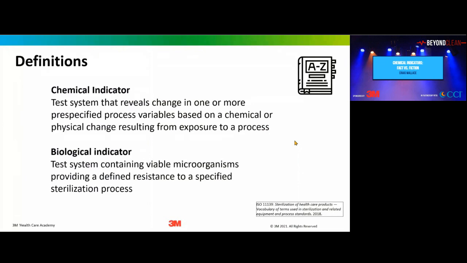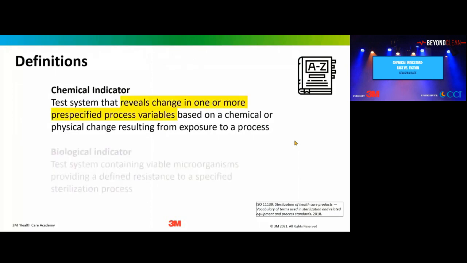Right? So a couple of key things to look at for chemical indicator. It's the system that reveals a change in one or more pre-specified process variables. So they are linked to specific variables that we had learned about. So that's a key part of that definition. And then the response is going to be based on a chemical or a physical change of that design being exposed to the process. So it's a chemical or physical type of response.